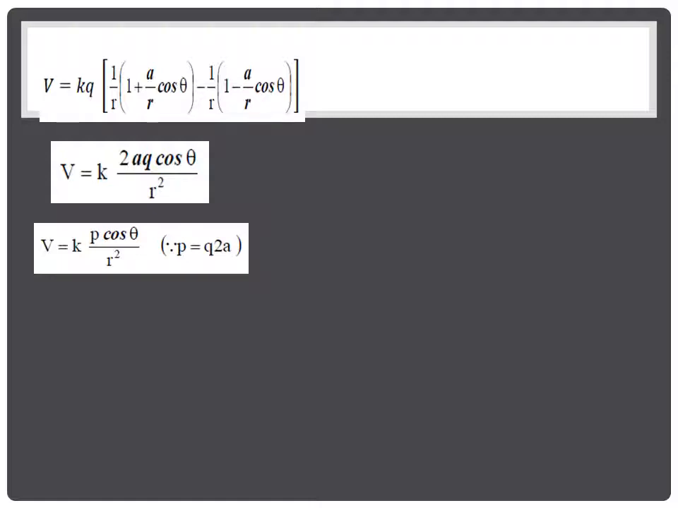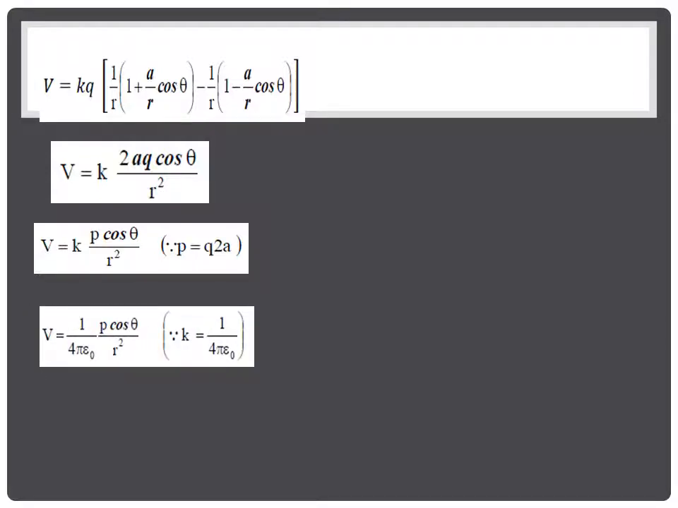Now you know 2a into q is equal to p, therefore I have substituted V is equal to k p cos theta by r squared, since p is equal to q into 2a. Now you know k is equal to 1 by 4 pi epsilon naught, so your equation for V, the potential, will be equal to 1 by 4 pi epsilon naught p cos theta by r squared.